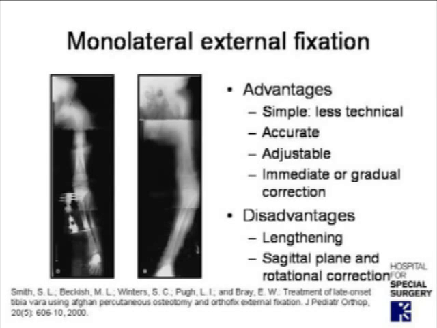And you can do either immediate or gradual correction of your deformity. Some of the disadvantages of monolateral frames are the fact that lengthening may be more difficult with this. It's much more difficult to do sagittal plane correction, and obviously rotational correction is more difficult or impossible with a monolateral frame.